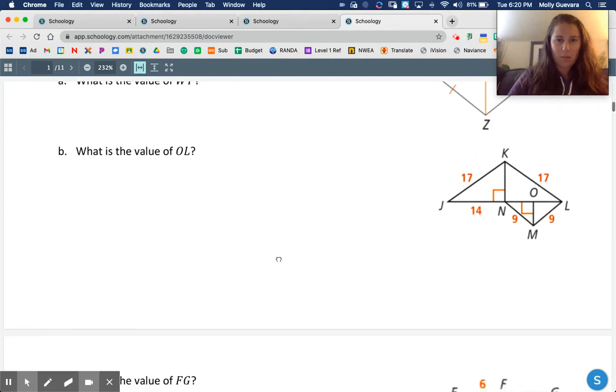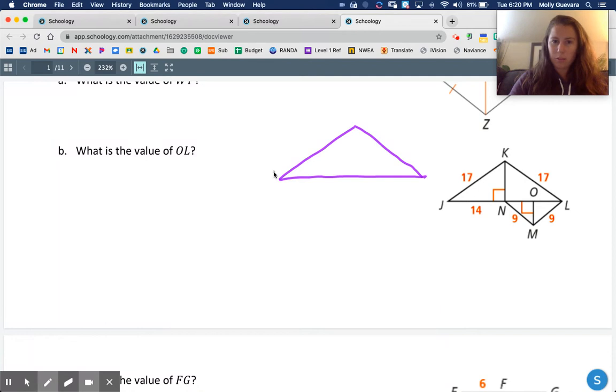It's asking what is the value of OL. And there's a lot of stuff going on here. So for me personally, it was easier if I separated these 2 diagrams. So I drew the big triangle, right? And this is 17 and 17. And then this is 14. This is N.